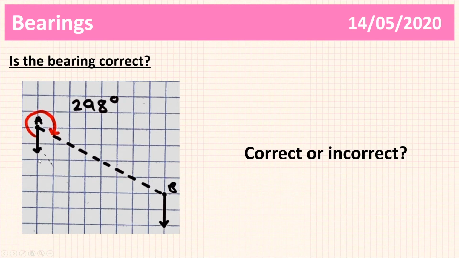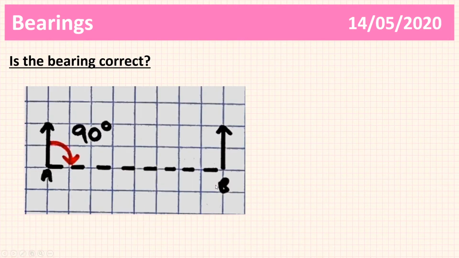This one is also incorrect because we don't have a north line. Instead, we've got a south line. They are measuring clockwise, but they've not put in a north line. We're not measuring from north. Remember, we have to measure from north, we have to go clockwise, and we have to have 3 digits, a hundreds, a tens, and a units in our angle.